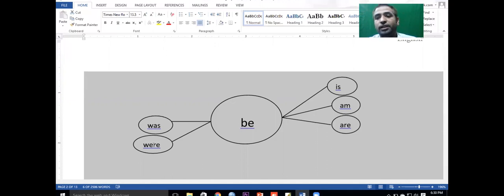Was and were are used for the past tense. If we want to show events or actions in past time, was and were are used. Is, am, are are used for the present. So we need to understand this. This is a very basic thing. But if we make mistakes in basic things when we use English, they are not mistakes, they are blunders. Either people will understand that we are careless, or that we do not have even basic knowledge of the English language.